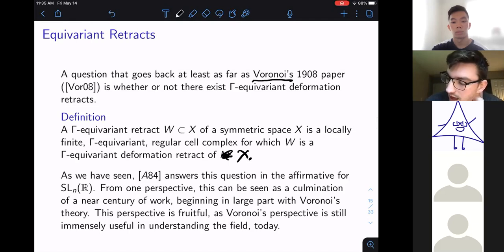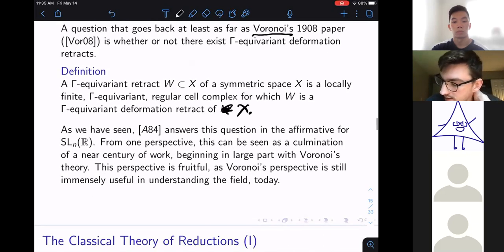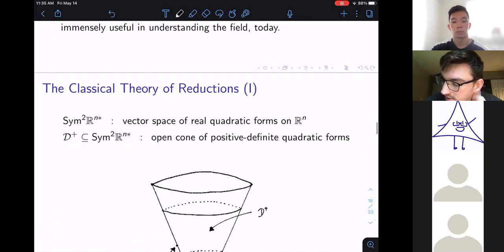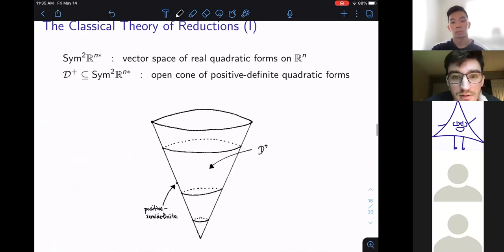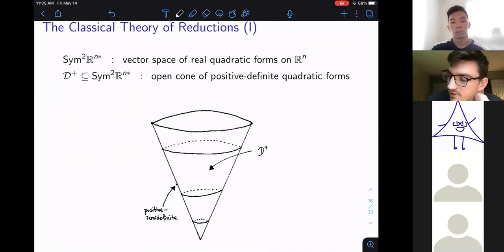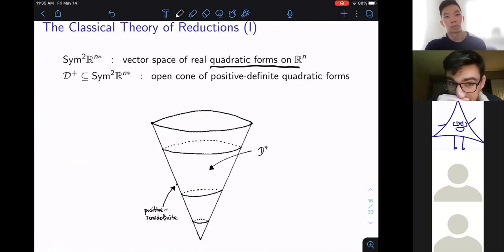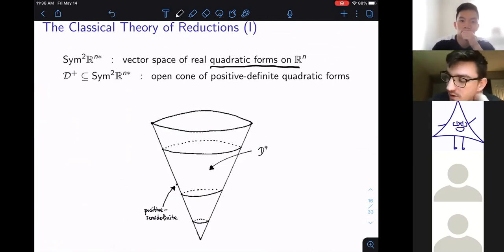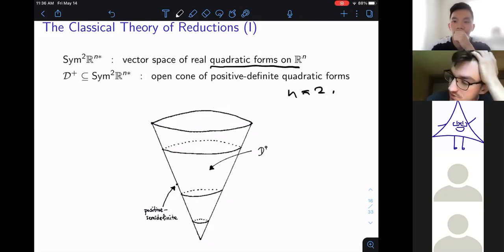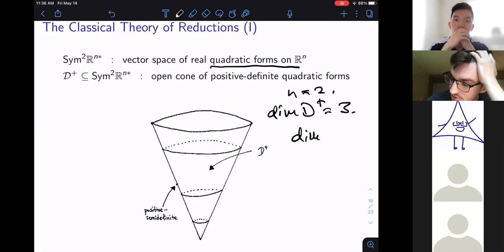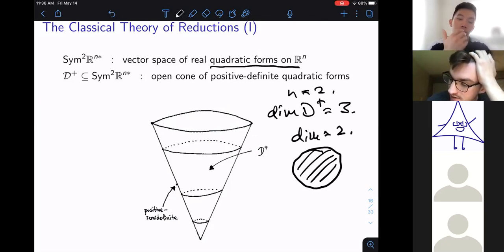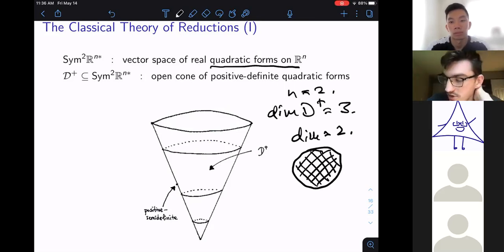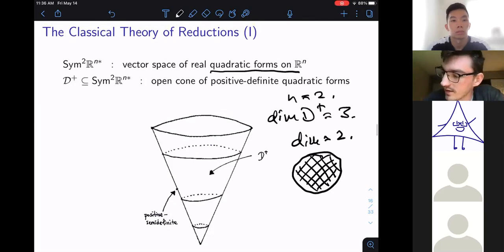Okay, and so Ash gives an answer in the case of SL_n(R), but there's a lot of really beautiful initial work going back to the early 20th century, and this is what that work looks like. So the starting space is this cone. You look at the real vector space of real quadratic forms, and inside here, you have an open cone of positive definite quadratic forms. When n is equal to 2, the dimension of this open cone is 3. And when you quotient out by homotheties, you get something that has dimension 2. So this open cone becomes a disk when you quotient out by homotheties. This is the Klein disk model. It has a different geometry, but we'll come to that in a second.